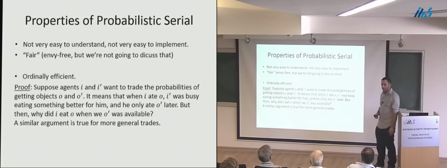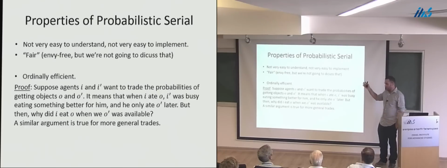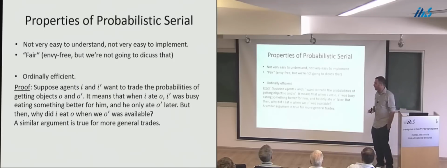Some properties of the mechanism. Okay? It's not very easy to understand, or more important for us, it's not very easy to explain to people how probabilistic serial goes, even though I think this nice animation can explain it to most people. It's not very easy to implement. It's still not very difficult to implement, but it requires some programming effort. It's fair in the sense that at any point in time, every agent could have eaten what any other agent could have eaten, right? It's also envy-free. We're not going to talk about that.